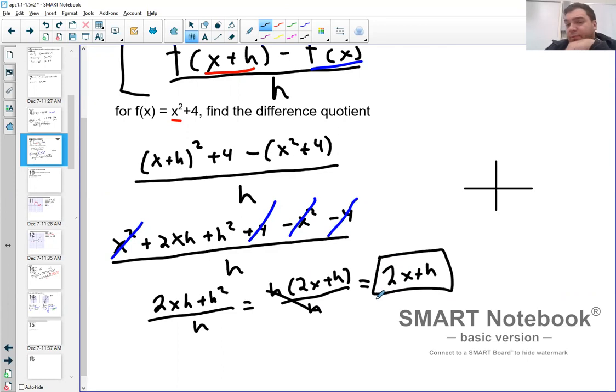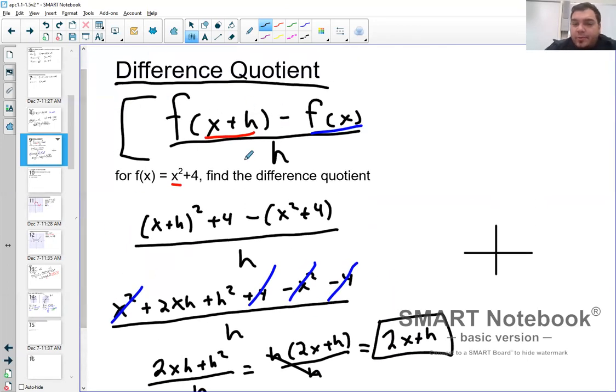So it's simplified as much as possible. Nothing else I could do there. So difference quotient, you will have the equation. It's just up to you to do the math properly.